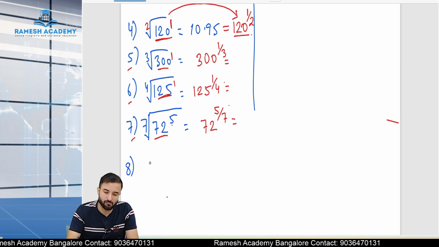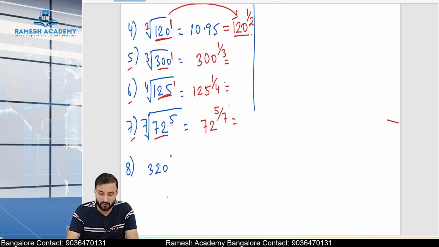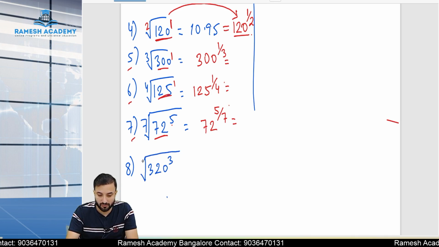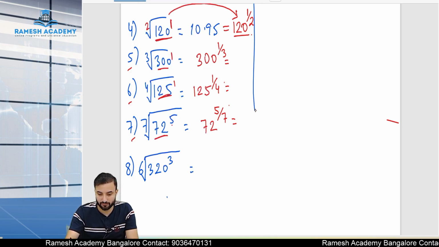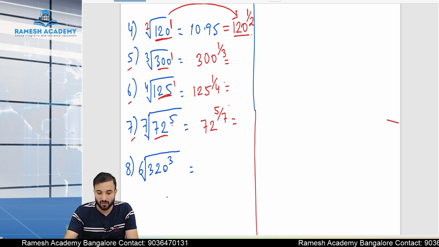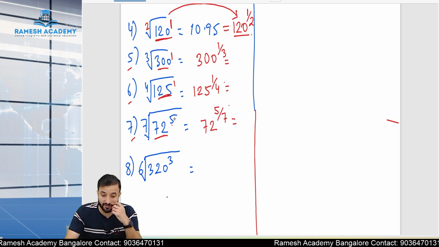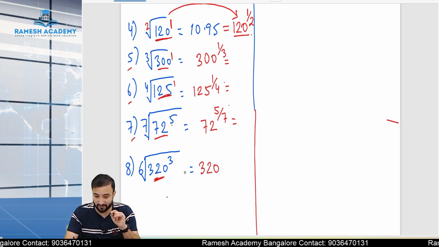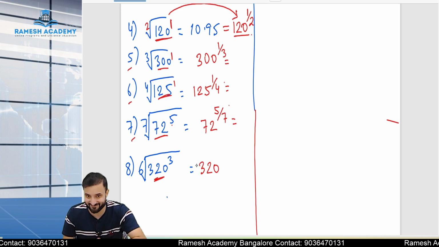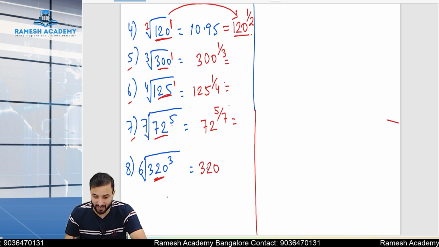320 power 3, sixth root. So how are we going to write? Yes, very good. First of all, we will write the number as it is, 320.